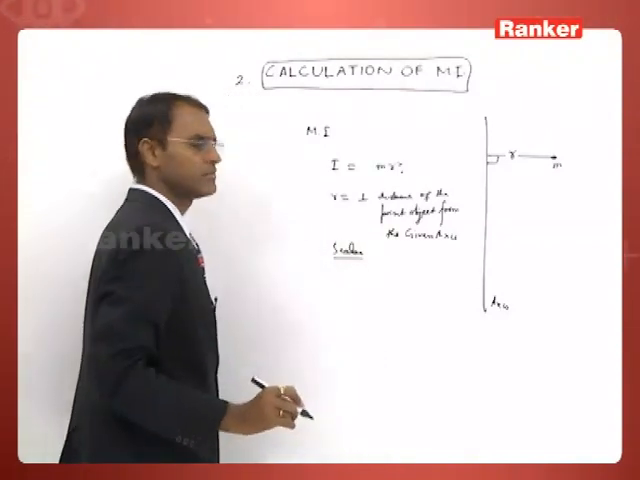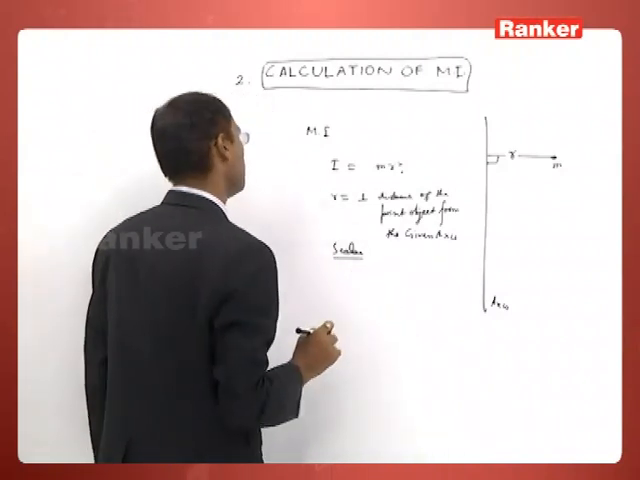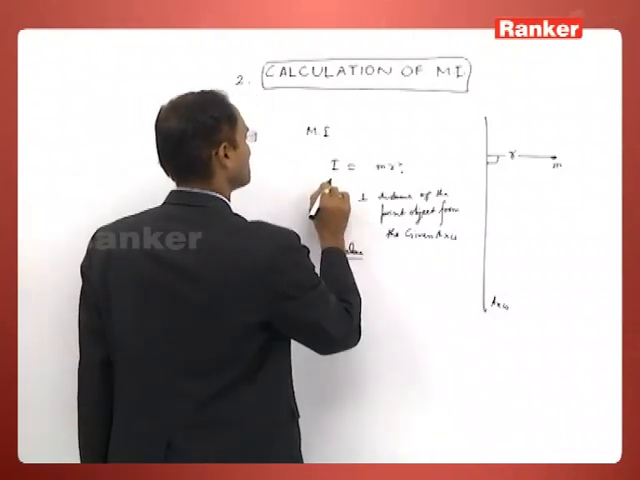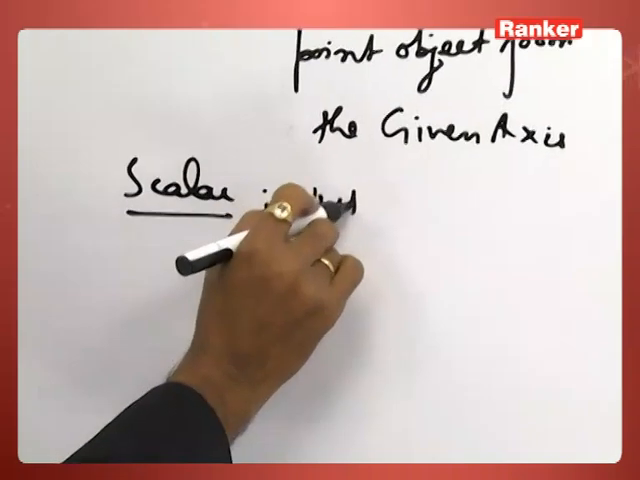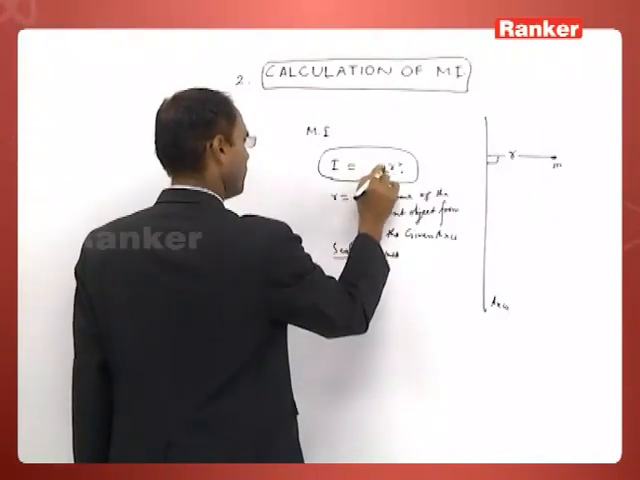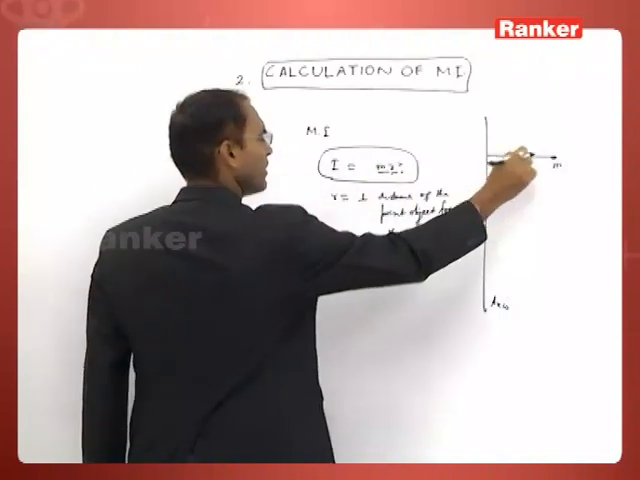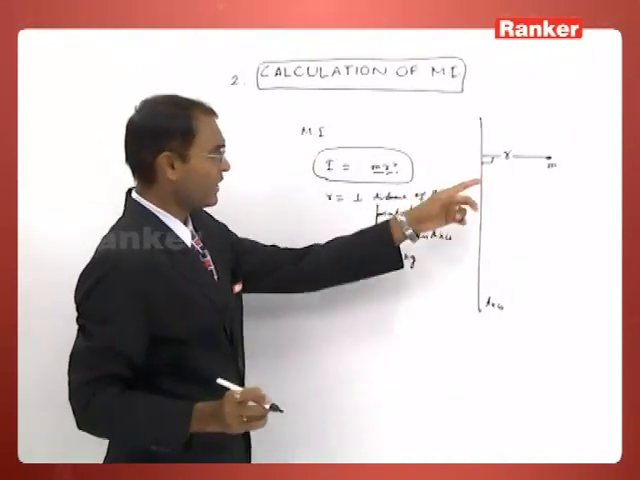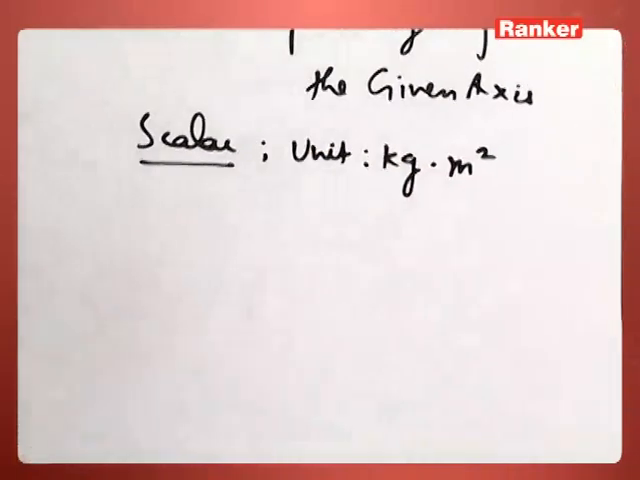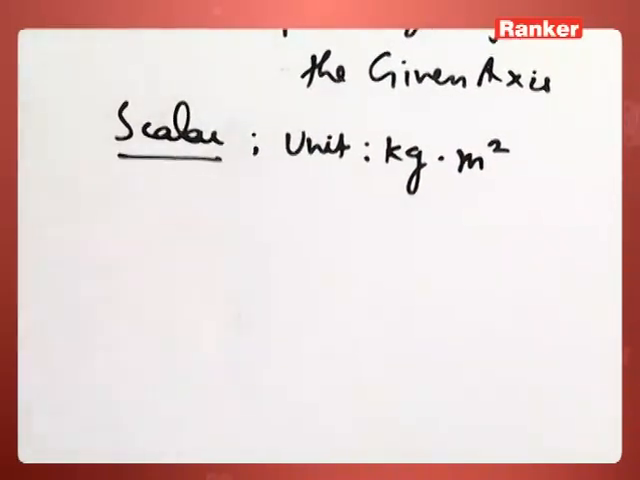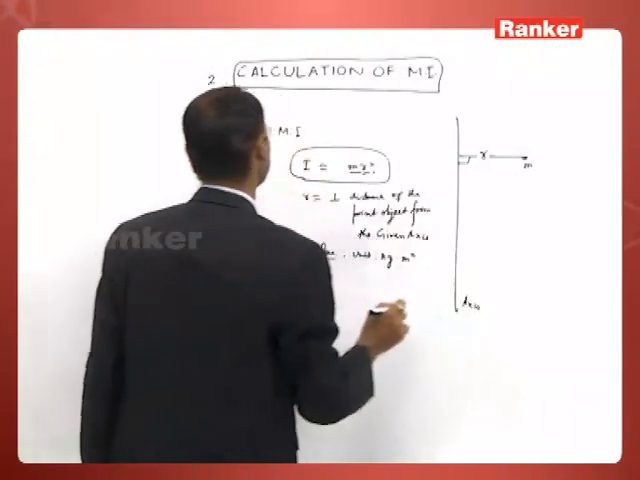In the realm of the +2 stage, the realm of IIT-JEE. And the unit of mass is kg, unit of the distance of the particle from the axis is meter. Therefore, the unit of the moment of inertia is kg meter square in MKS unit.